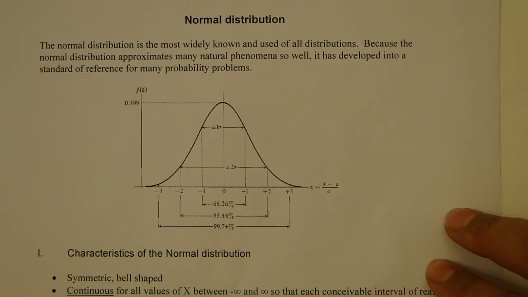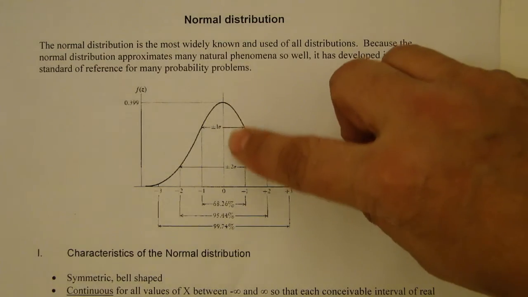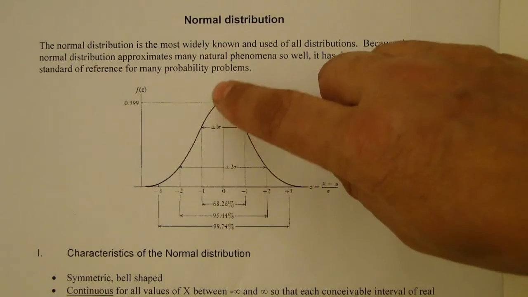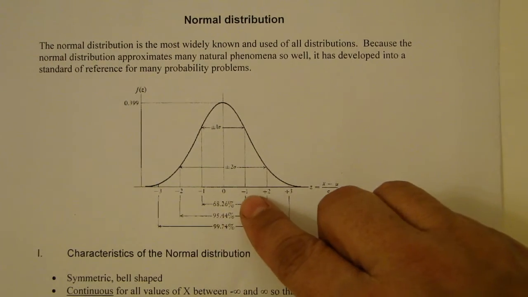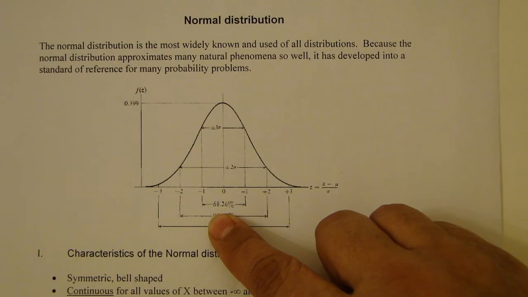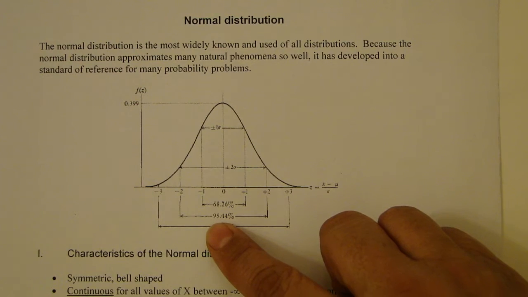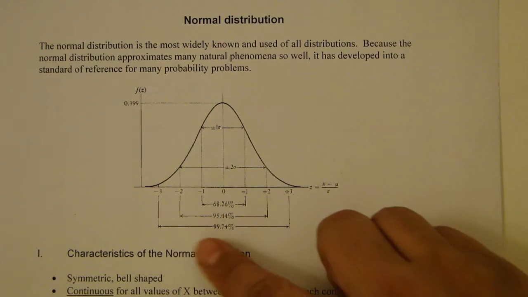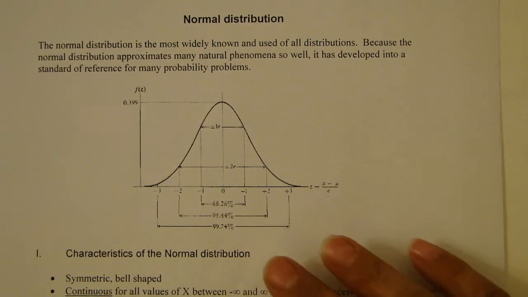Normal distribution. The normal distribution is the most widely known and used of all distributions. It looks like a bell shape. It is symmetric around the mean, which is the middle part of it. The first deviation, right and left, would make 68%. The second deviation, right and left, would make 95%, and the third deviation would make 99.7%.